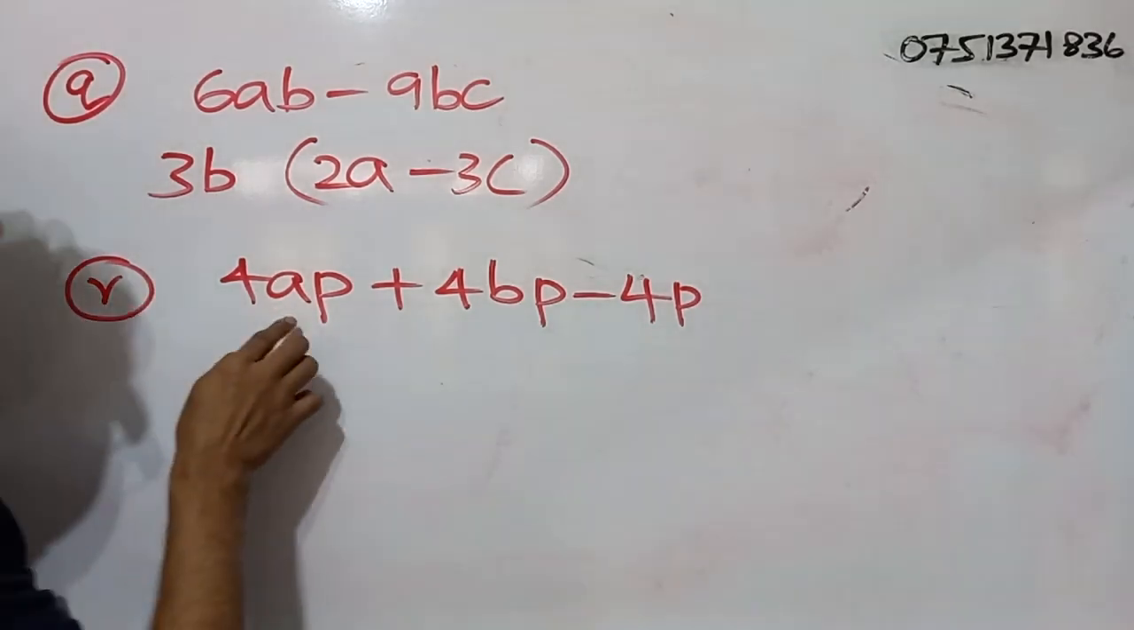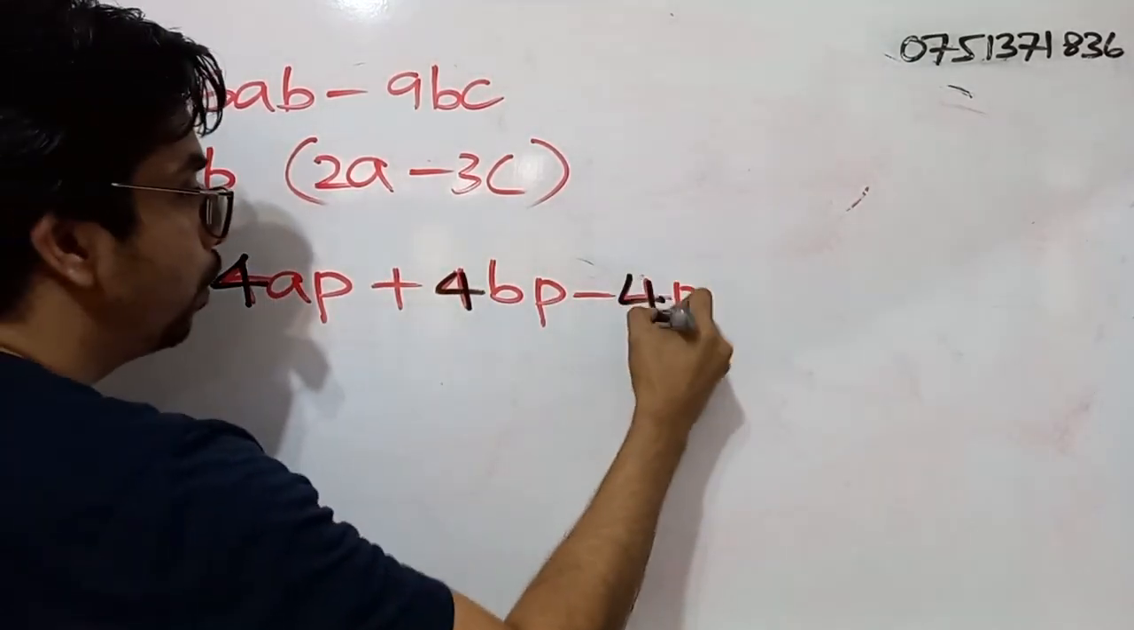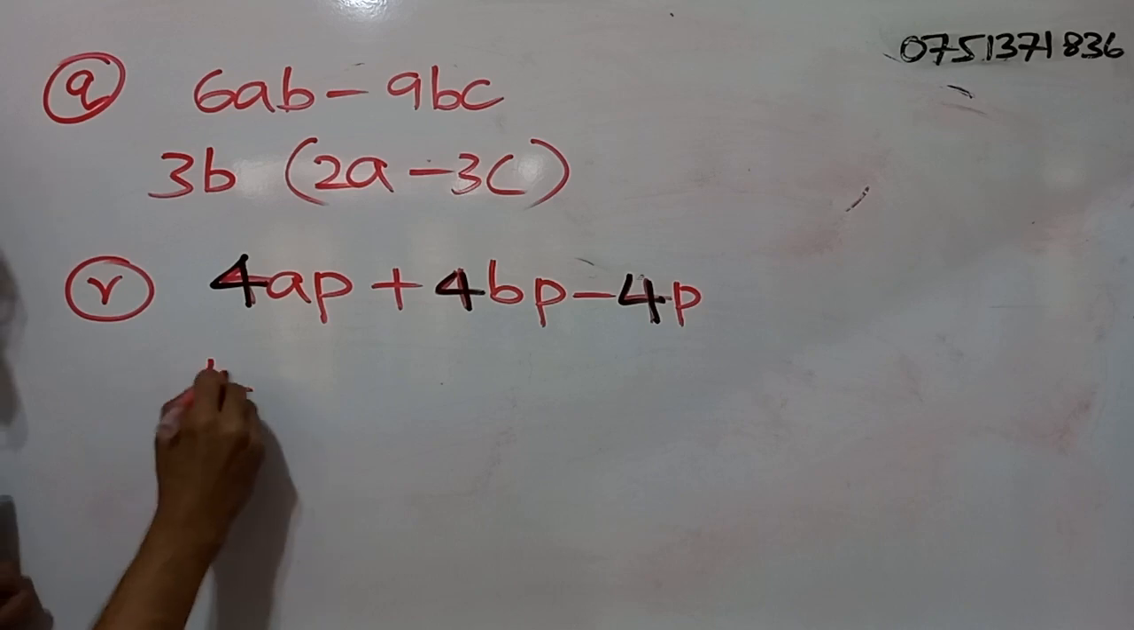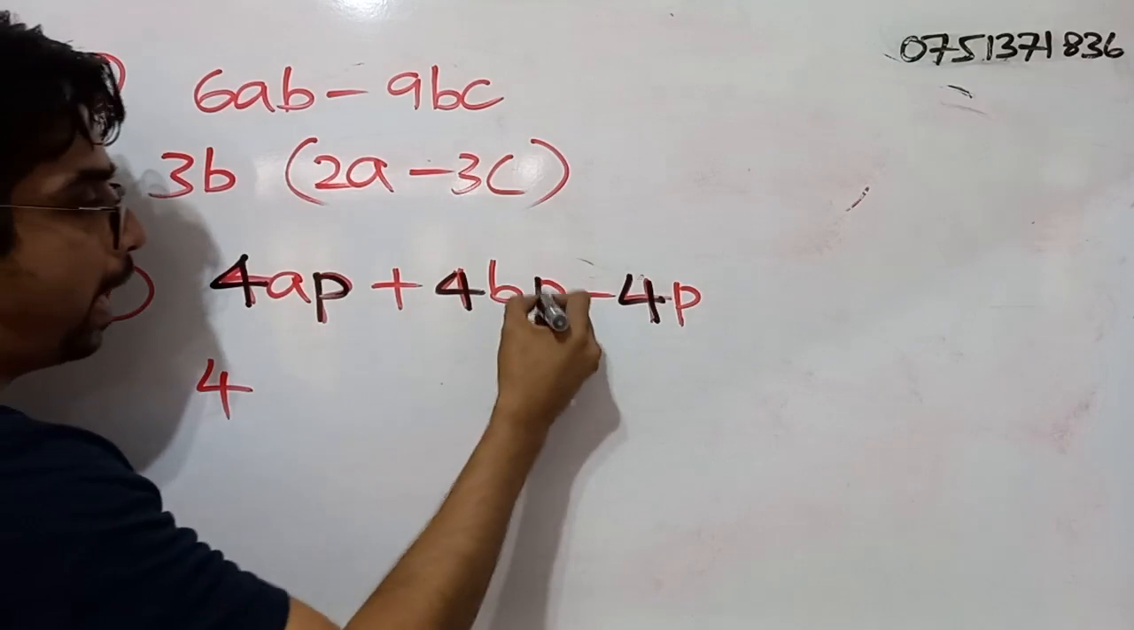Okay, simple R. Now in this expression we have 3 terms. All 3 terms have the number 4. So definitely we can take 4 as one factor. And also all 3 terms have p.